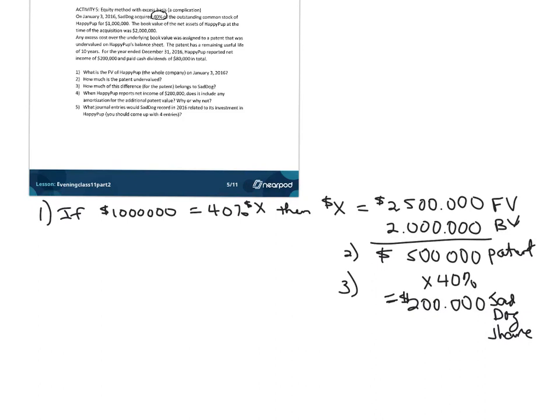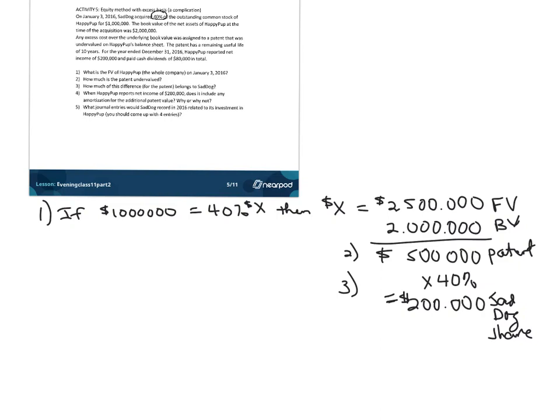Okay, so if you think about it, this $200,000 in net income is not the same as the $200,000 that is Sad Dog's share of the patent. It's a different $200,000 of net income. That would have included amortization and depreciation of all of the assets that Happy Pup has on its books, but we have just spoken about the fact that by definition, the patent is not on their books. The $500,000 of value in that patent is beyond what they have on their books. So your answer to number 4 would be no.